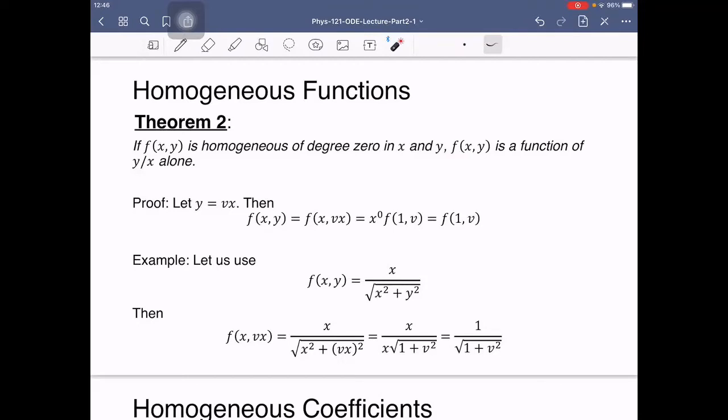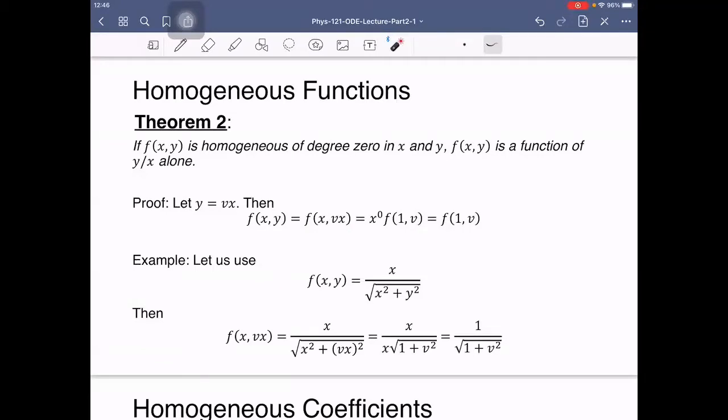We can let some variable y is equal to vx, where v is also another variable, no? So therefore, pwede nating palitan yung y natin with vx. So magiging f of xy is equal to f of x and vx.